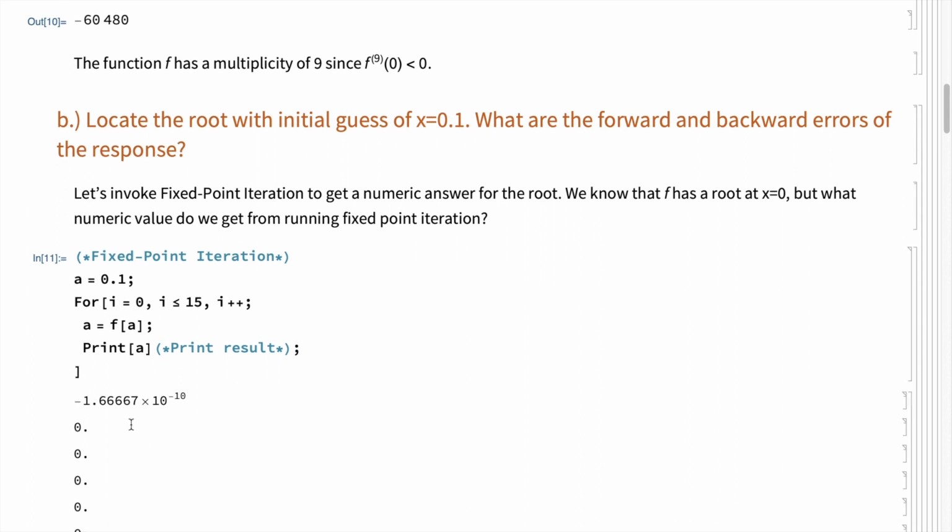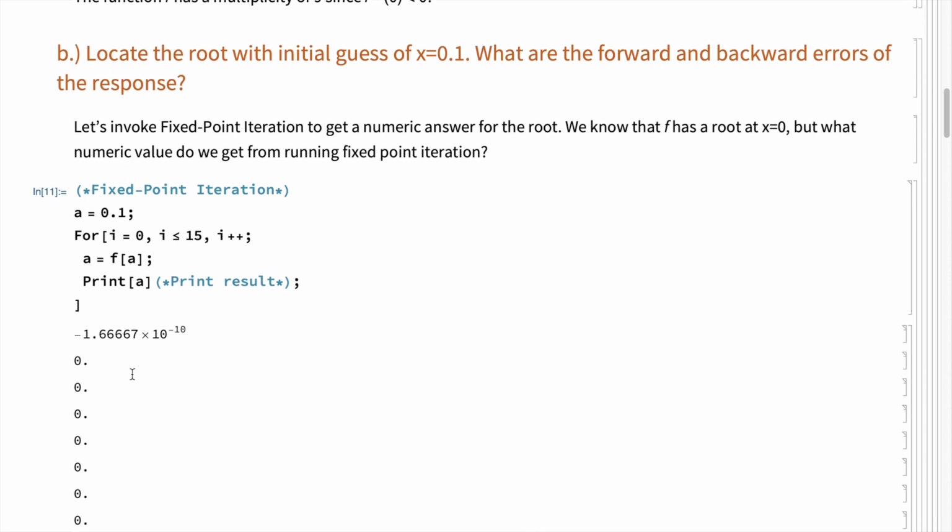So to begin fixed point iteration, we're going to use the same code that we used previously. Define a variable a with our initial guess of 0.1. And then this for loop is going to evaluate f of a and then set the evaluation equal to a. Run this calculation again several times, printing out the result of a each time, and then evaluate the results.